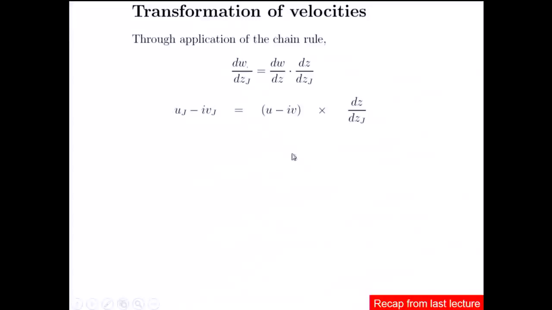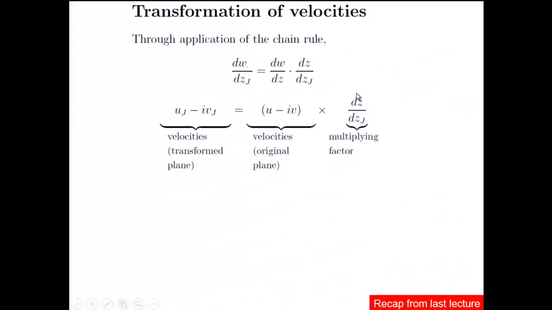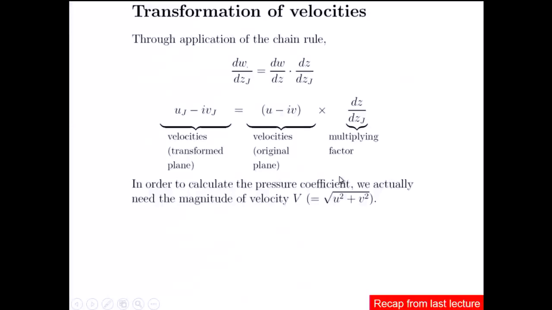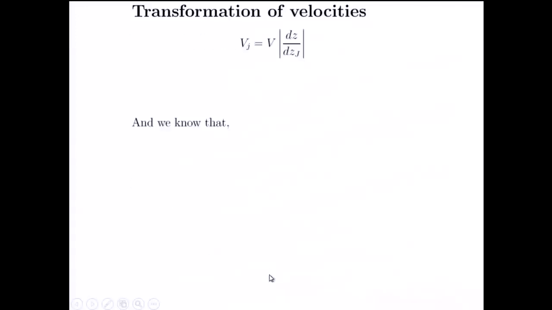And then, okay, so here's the velocity in the transformed plane. Here's the velocity in the original plane. And this is the derivative, let's call it the multiplying factor, which is related to the transformation we are using. And one more thing, in order to calculate the pressure coefficient, we need the magnitude of velocity, which is just the modulus of the complex velocity, which is calculated this way. And this is the relation of the velocity modulus with the multiplying factor.